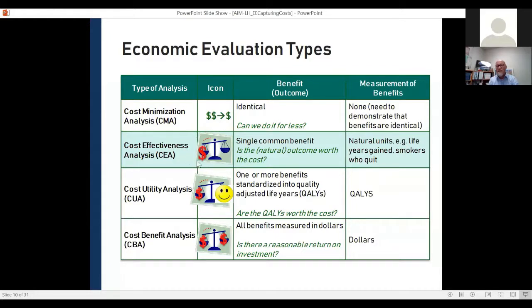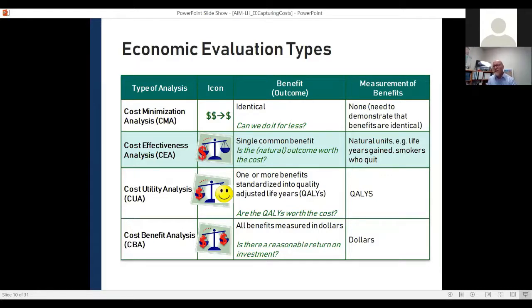Cost effectiveness here, you can see actually, it looks like one of my icons fell off. I apologize. There's supposed to be a non-smoking symbol on the other side of the scale. So on the one side, you have dollar signs, that's the cost. On here, it was supposed to have a little icon for not smoking. So the effectiveness is a single health outcome. And the question this type of analysis answers is whether the natural outcome is worth the cost.